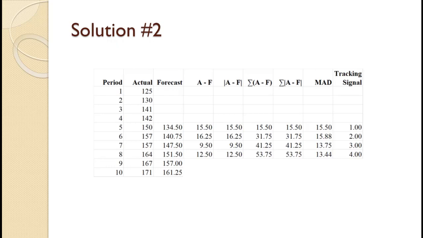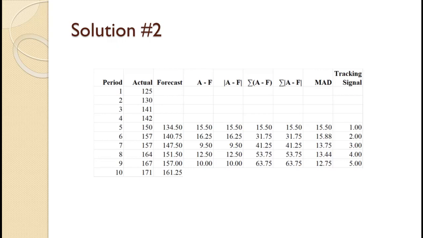The absolute value of 12.5 is 12.5. The cumulative A minus F is 41.25 plus 12.5 equals 53.75. The cumulative absolute value A minus F is 41.25 plus 12.5 equals 53.75. The MAD is the cumulative absolute value A minus F value of 53.75 divided by 4 equals 13.44. Finally, the tracking signal is the cumulative A minus F value of 53.75 divided by the MAD of 13.44 equals 4.00. For period 9, 167 minus 157 equals 10.